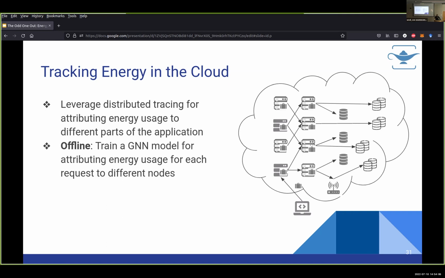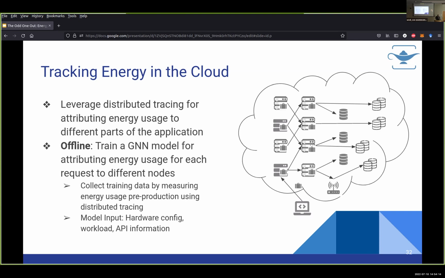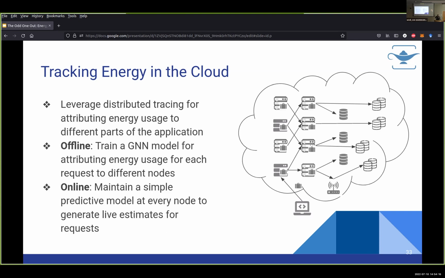This offline model is good enough for any kind of offline analysis tasks or after-the-fact post-mortem analysis. However, we also talked about use cases where we need online measurements, sorry, not online training data, online measurements, to be able to make live decisions.